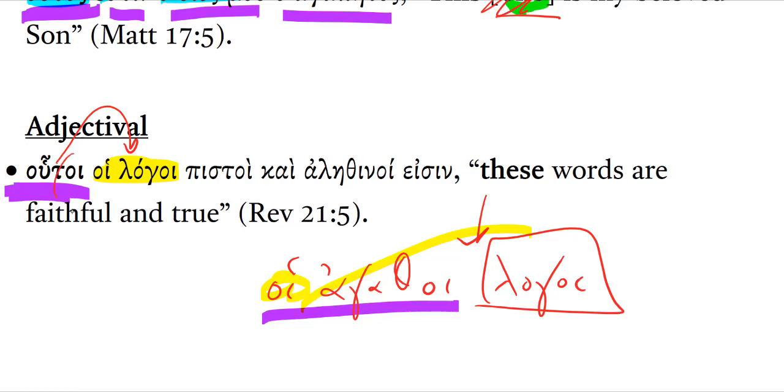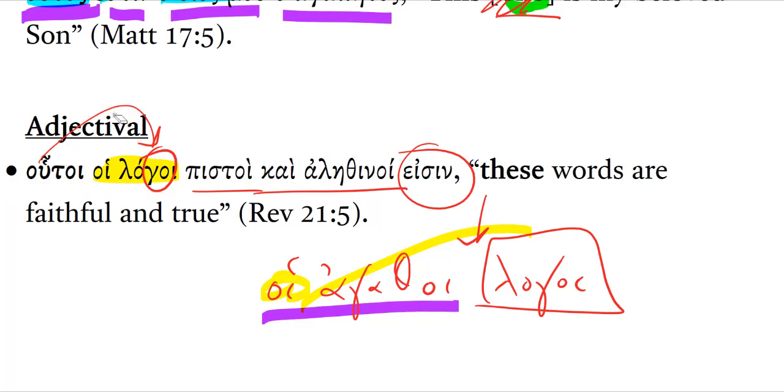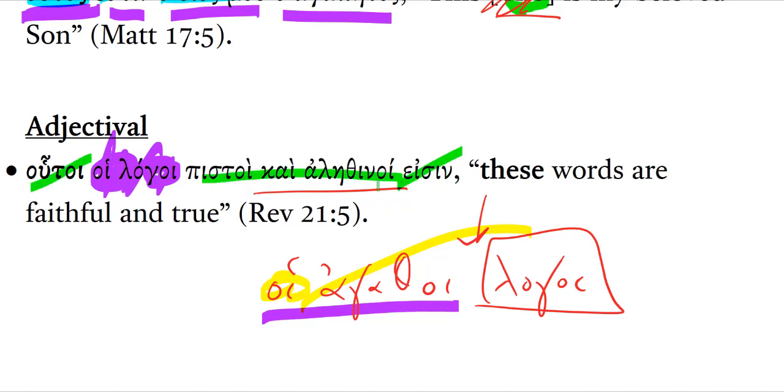But it's right next to it, and it matches it in case, number, and gender. So these words are faithful and true, right? It's used adjectivally. We could change the sentence. We could take out this hoi logoi. Let's remove that, and then it would just be, these are faithful and true.